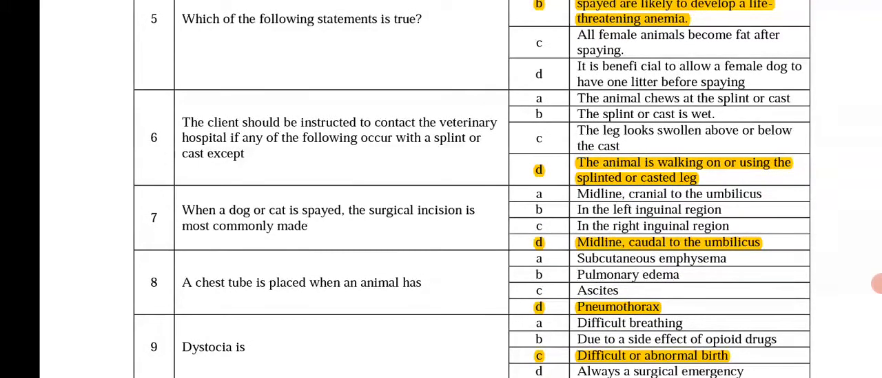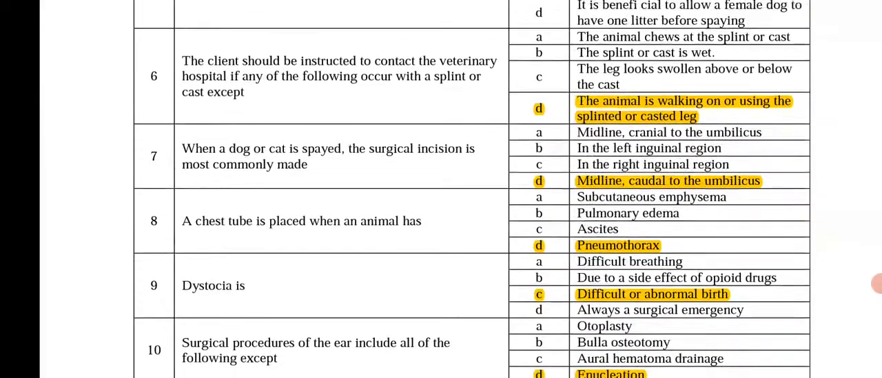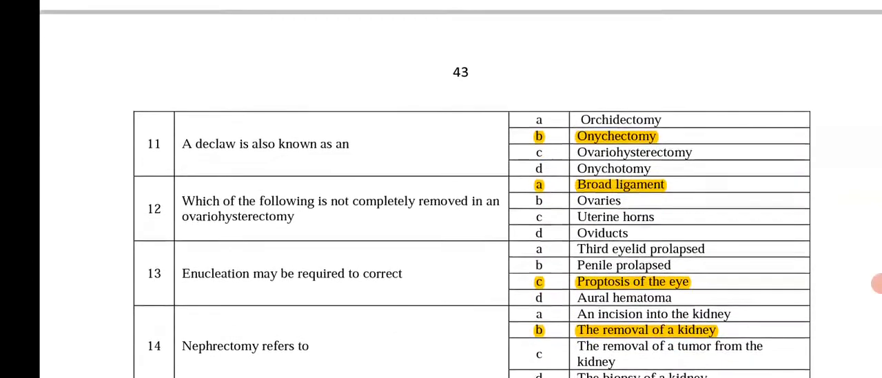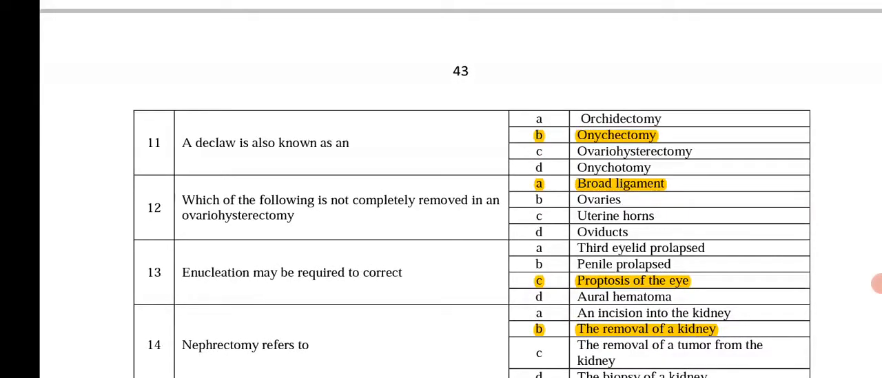When a dog or cat is spayed, the surgical incision is most commonly made midline caudal to the umbilicus. A chest tube is placed when an animal has pneumothorax. Dystocia is difficult or abnormal birth. Surgical procedures of the ear include all of the following except enucleation. Declaw is also known as onychectomy. Which of the following is not completely removed in an ovariohysterectomy? Broad ligament. Enucleation may be required to correct proptosis of the eye.